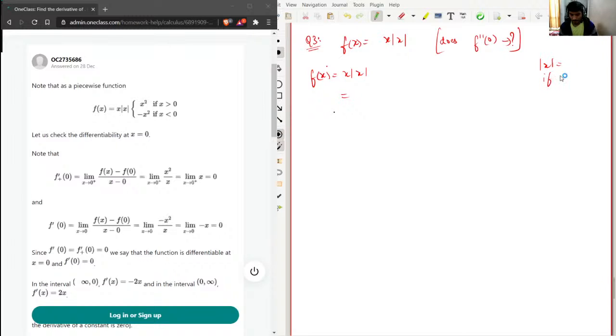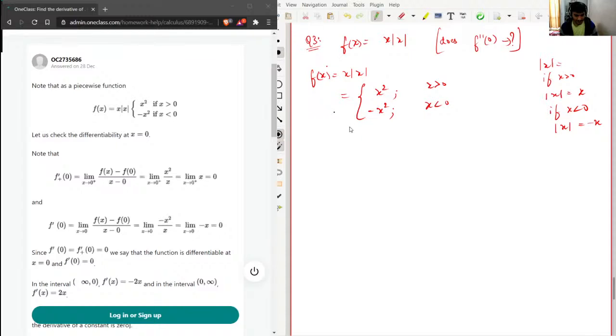If x is greater than 0, then magnitude of x will be positive x. If x is less than 0, then magnitude of x will be minus of x. So for this function, one x is also multiplied here. So for x greater than 0, this will be x square. For x less than 0, this is minus x square, and this will be for the negative condition.